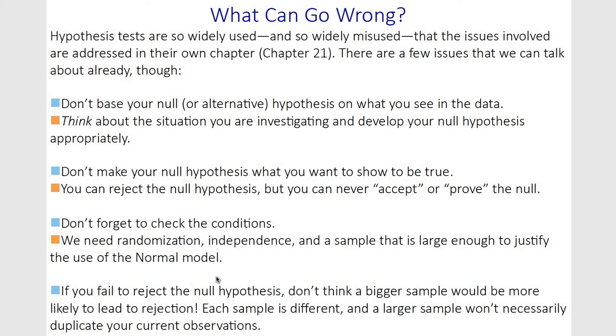If you fail to reject the null hypothesis, don't think a bigger sample would be more likely to lead to rejection. Each sample is different, and a larger sample doesn't mean it'll duplicate your current observations. Just getting a different sample is good enough. A larger sample will not necessarily always prove something.